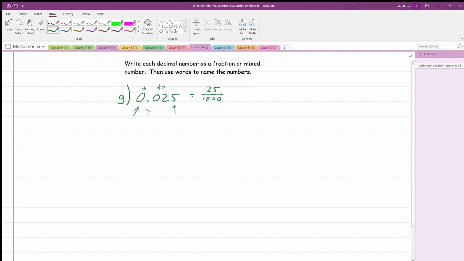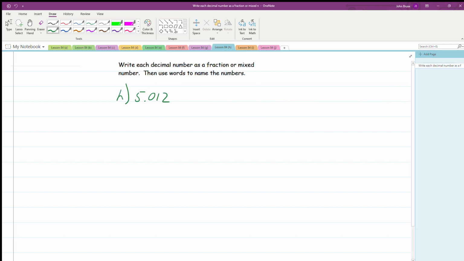So it's 25 thousandths. And to write that in word form, we write 25, with a dash, thousandths. Okay, let's keep going. Oh, forgot to circle my answer. Okay, next one. This is a mixed number. We have a whole number in front of the decimal, and we're going to have an "and" in our word form. There's no number in the tenths place, but we do have a hundredths and a thousandths.